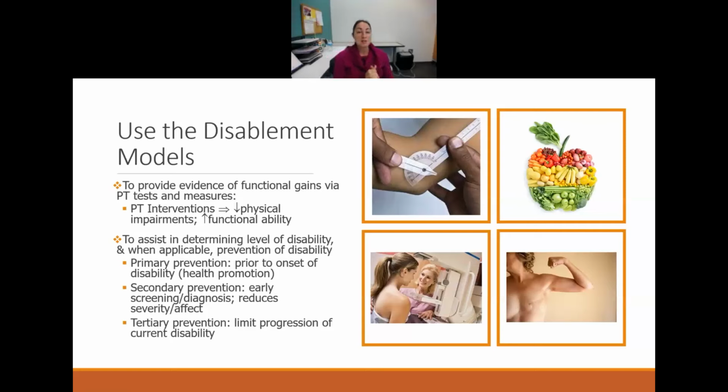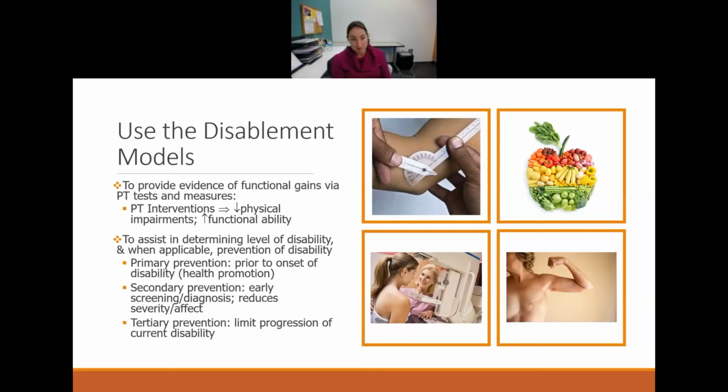All right. Use the disablement model. So how do we use it? We use it to provide evidence of functional gains through PT tests and measures. So we do an intervention, and then we look: did it decrease the physical impairment? Did it increase their function? And that's proof of the effectiveness of the physical therapy. We also use the disablement model to assist in determining level of disability and sometimes to prevent disability.